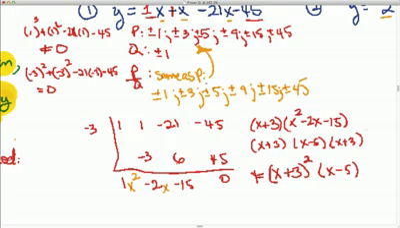If you were asked for the roots, you would need to set each of those individually equal to 0. You don't worry about the squared because you square root both sides. Square root of 0 is 0, and you would get x equals -3 is one root, and x equals 5 for the other root.